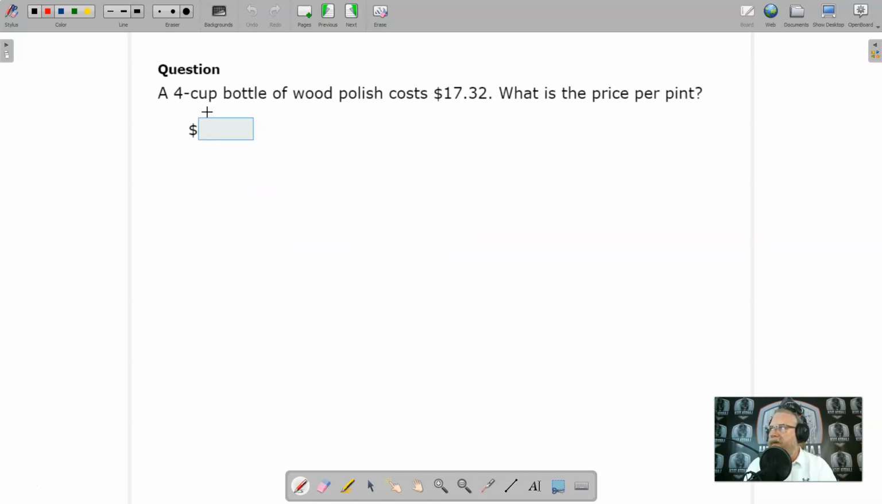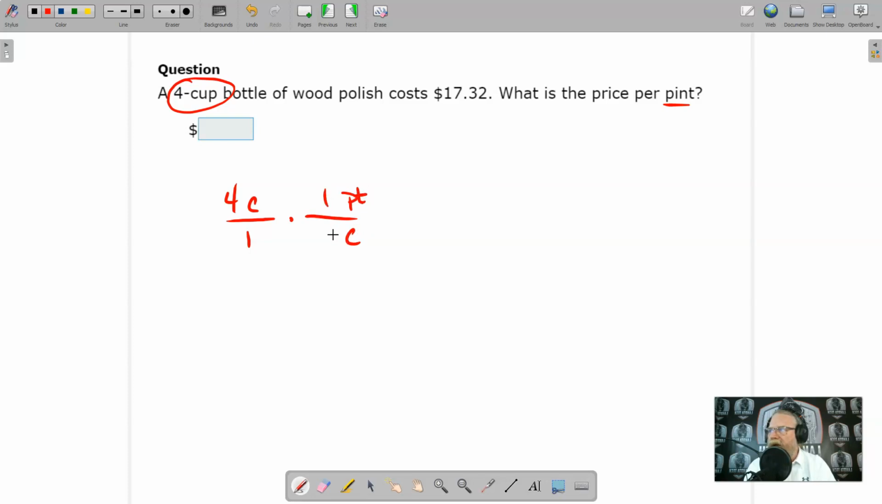The next one, a 4-cup bottle of wood polish costs $17.32. What is the price per pint? Well, pints are greater than cups, right? So let's go ahead and try our conversion rate first. We want these cups to be in pints because they're asking us about pints. So let's start off with that. Let's go 4 cups, and we're going to put that over 1 so we can do fraction times fraction. We want a conversion factor. We want cups at the bottom and pints at the top.